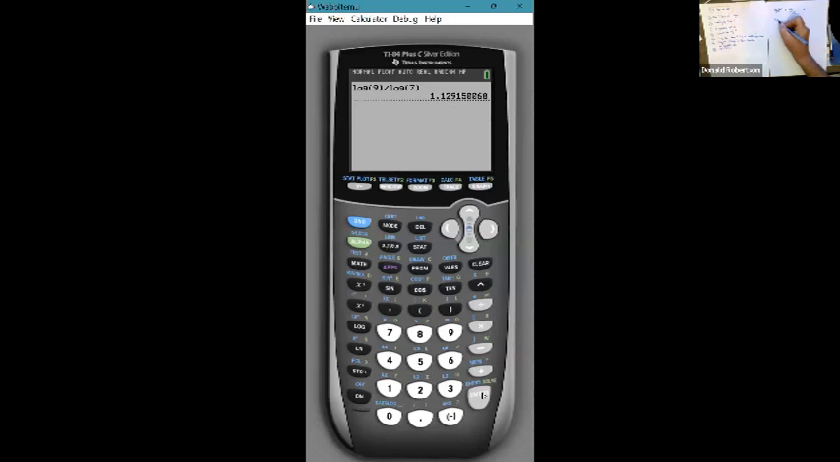Now, you know that there are 2 versions of the change in base formula. The second one is the natural log of 9 over the natural log of 7. So let's do that one. Natural log of 9 divided by natural log of 7. And the answer I got is exactly what you'd expect, because it's the same thing, 1.13.